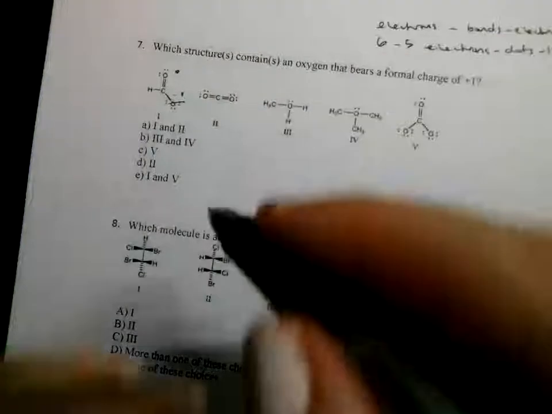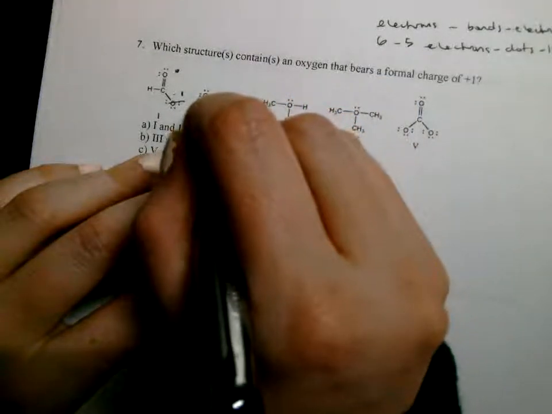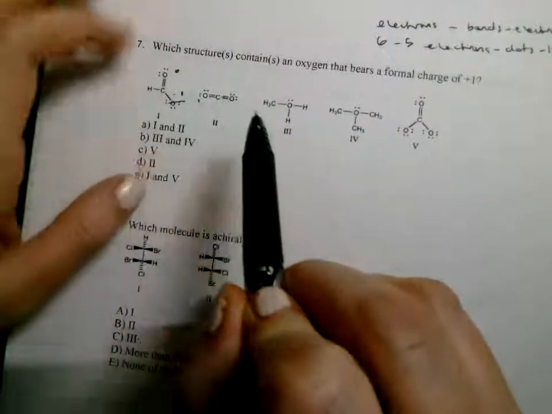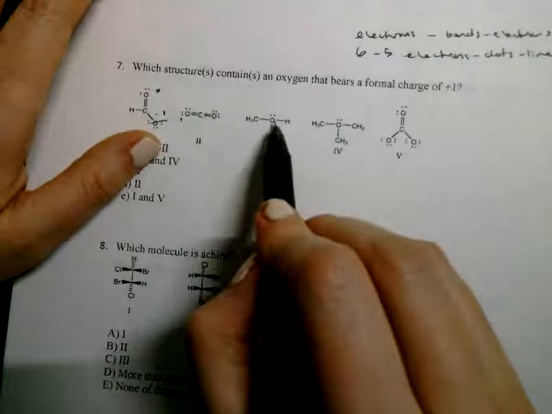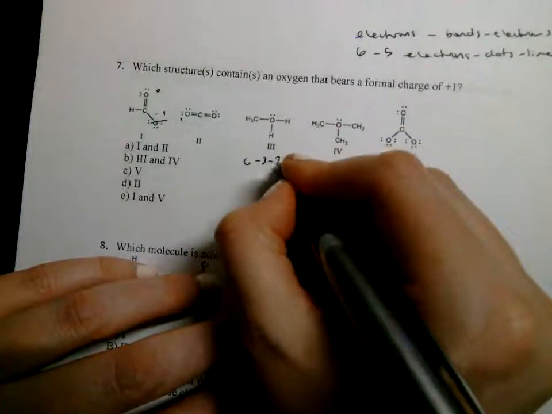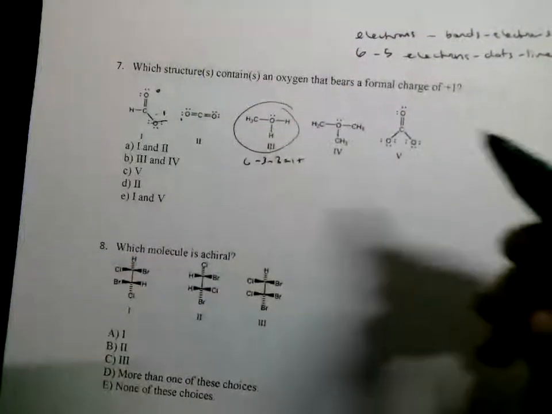Sorry, my pen, you have to really be kind of on top of it to write. This has 1, 2, 3, 4, 5, 6 things around it. So that's neutral. This one is also neutral. This has 1, 2, 3, 4, 5 things around it. So 6 minus 3 bonds minus 2 electrons equals +1. So this at least has +1.